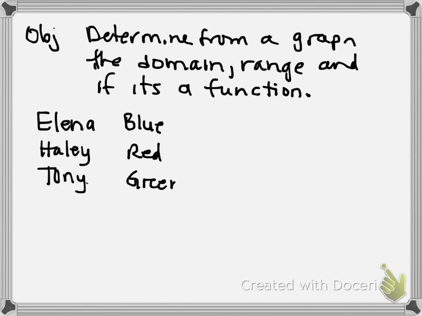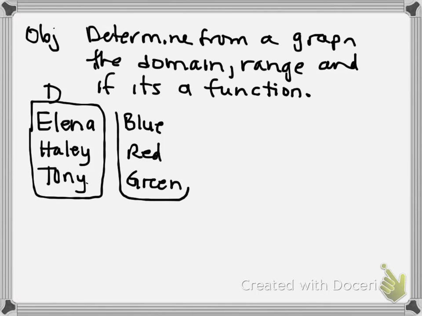So here's a little review about mapping. You take the domain and box it. You take the range and box it. And mapping is putting an arrow from the domain value to its range value. So when Elena was asked what's her favorite color, she says, I like blue, but I also like red. And then when Haley was asked, she says, I'm just into red. And Tony says, green's my favorite. And you guys told me yesterday that this was not a function.